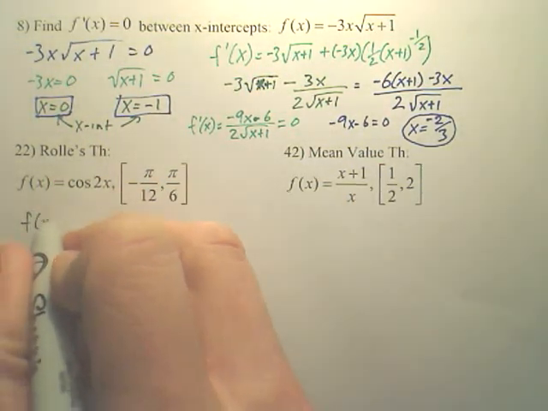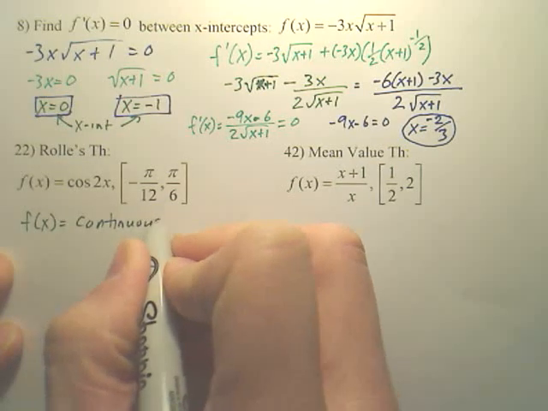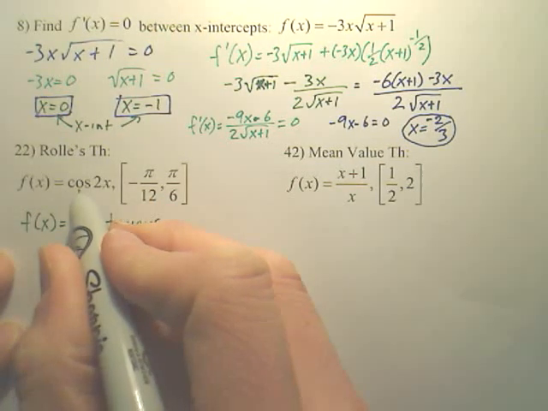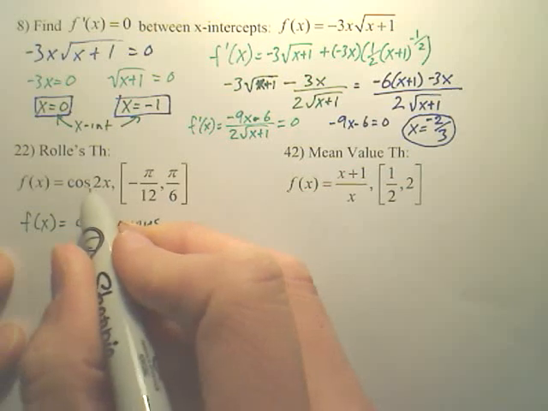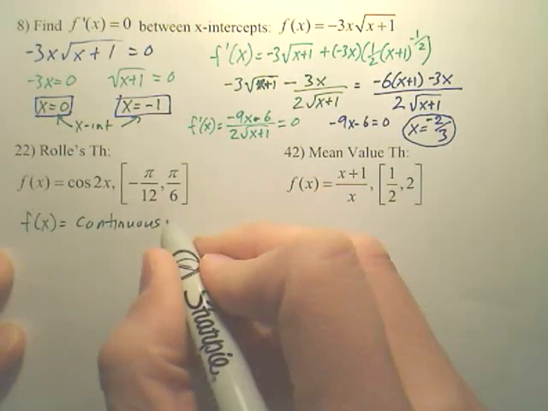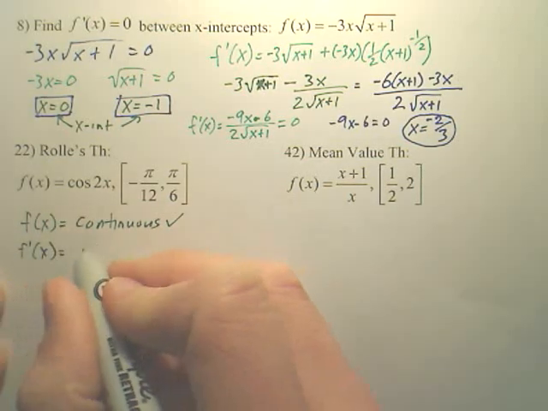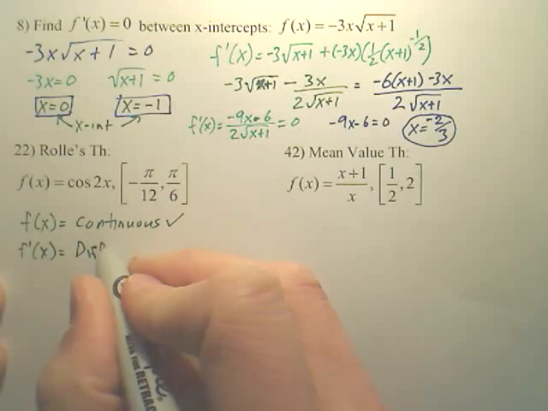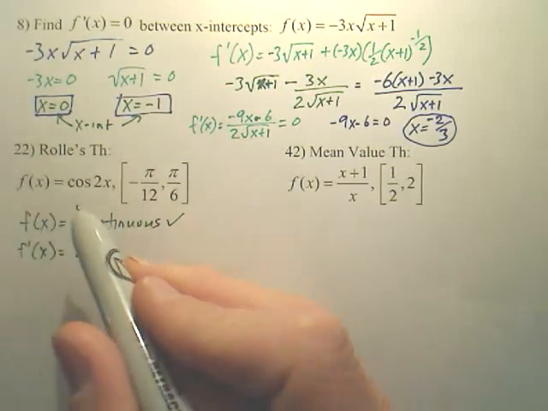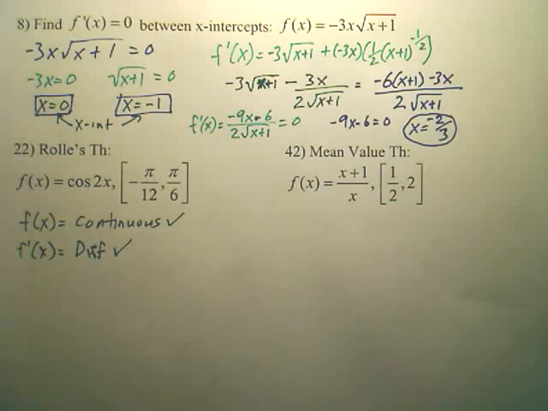So f of x, we know it's continuous because cosines are continuous. Doesn't matter what you put in it, it's going to be continuous. So this is going to be continuous, yes. The derivative is differentiable because when you derive cosine you get sine. That's going to be differentiable. So those 2 stipulations are cool.